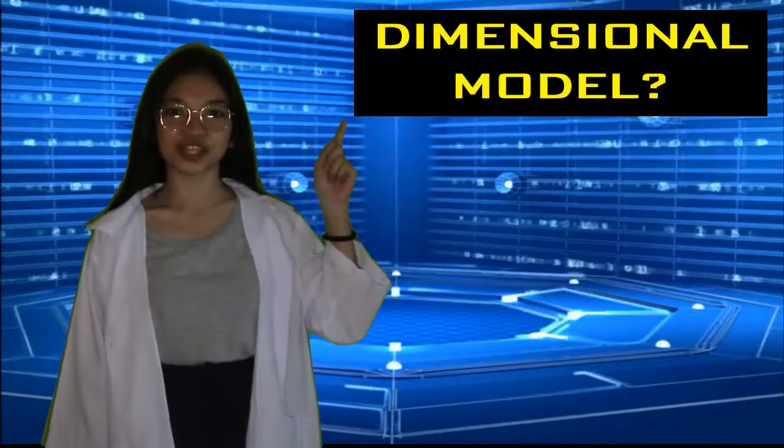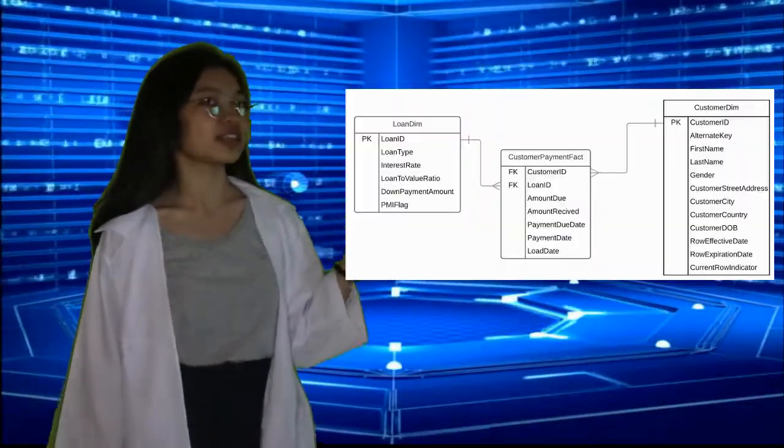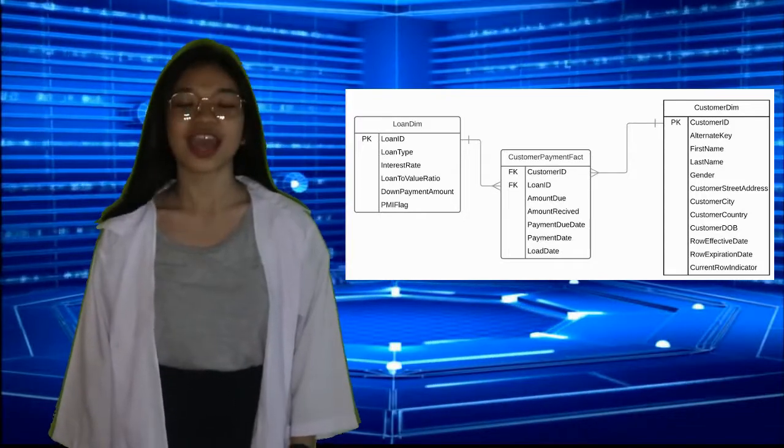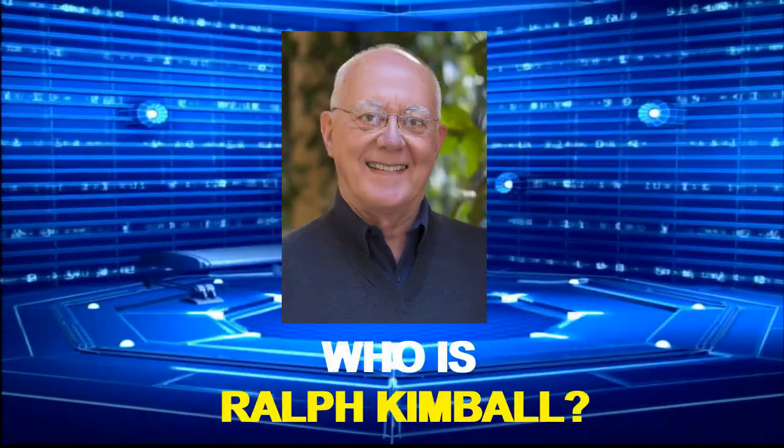What is a dimensional model? A dimensional model is a data structure technique optimized for data warehousing. The concept of this was developed by Ralph Kimball. So who is Ralph Kimball?